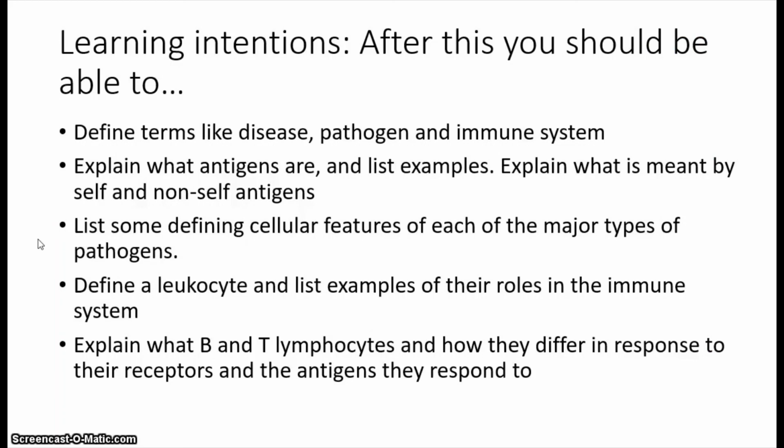Just to reinforce, please at the end of this, make sure you're able to go over our learning intentions and make sure that you're able to do the things that are on screen at the moment. So things like making sure that you're able to define disease and pathogen, as well as what antigens, both self and non-self, are, and some of the cellular features of the major pathogens that we talked about today, such as bacteria, fungi, viruses, prions, the viroids, and such. We also spoke about leukocytes and lymphocytes, so please do make sure you're able to list some examples and some of the broad things as to what they do and what the main differences are between our B and T lymphocytes.